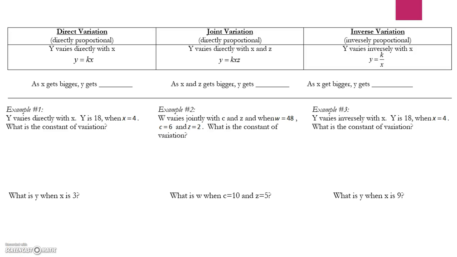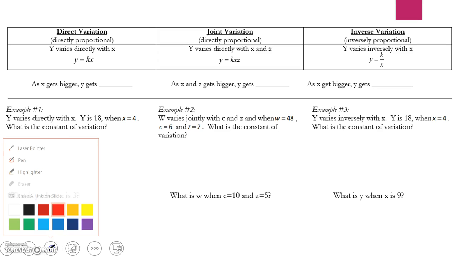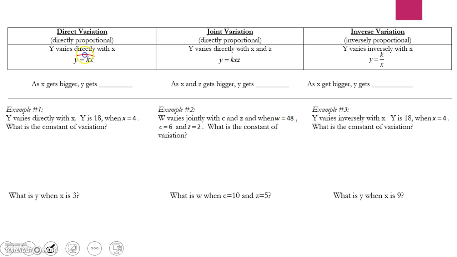So today we're going to talk about different types of variation. The first type is direct variation, or directly proportional. How you say it is y varies directly with x, and the formula is y equals kx. You will need to know these by memory. They will not give them to you. What that's saying is it's situations where as x gets bigger, y also gets bigger. They directly vary with each other.